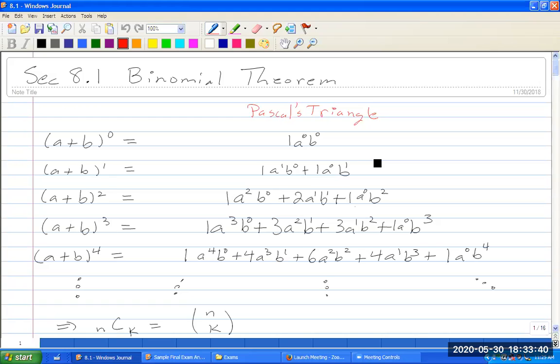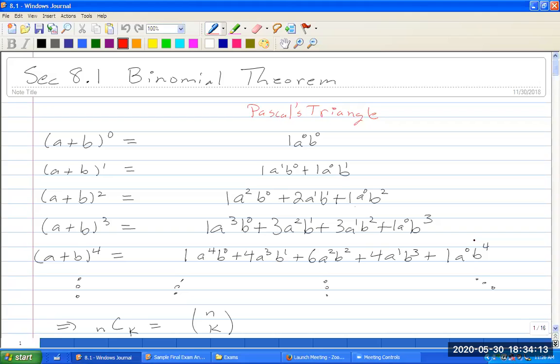A plus B squared is A squared plus 2AB plus B squared. A plus B cubed is A cubed plus 3A squared B plus 3AB squared plus B cubed. A plus B to the 4th is A to the 4th plus 4A cubed B plus 6A squared B squared plus 4AB cubed plus B to the 4th.